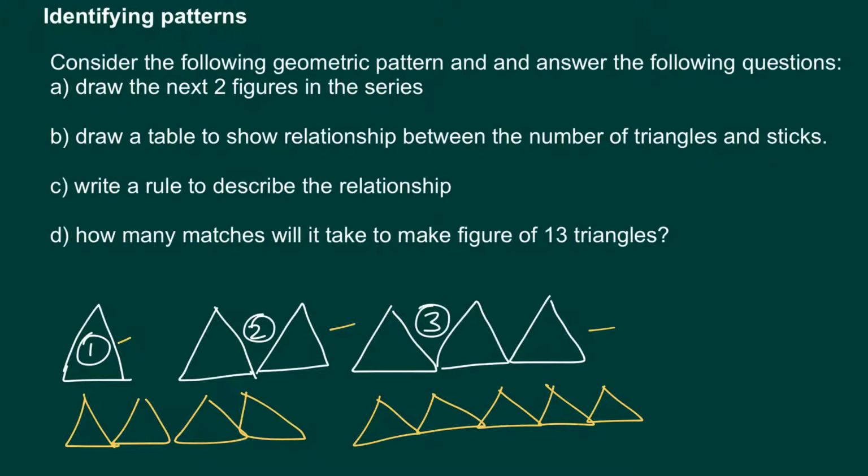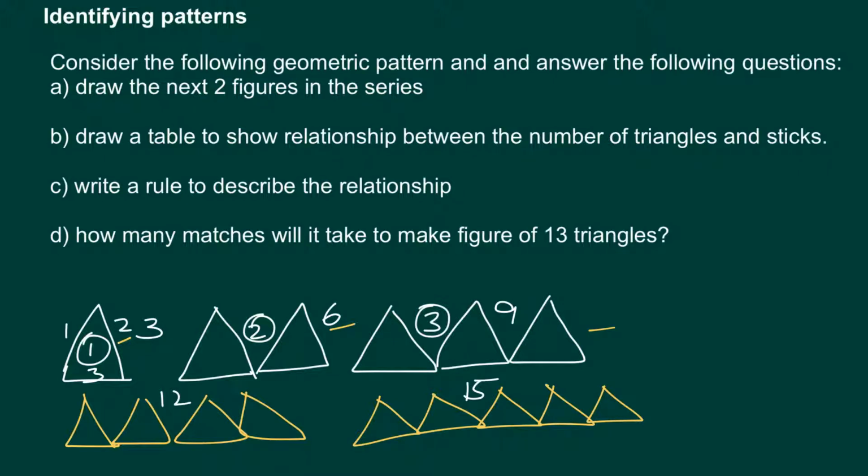Part B says, draw a table to show a relationship between the number of triangles and the number of sticks. So the very first triangle here has 3 sticks. So there's 1, there's 2, and there's 3. Sticks or sides, whatever you want to call them. So 3 there, 6 there, 9 there, 12 there, and 15 there.